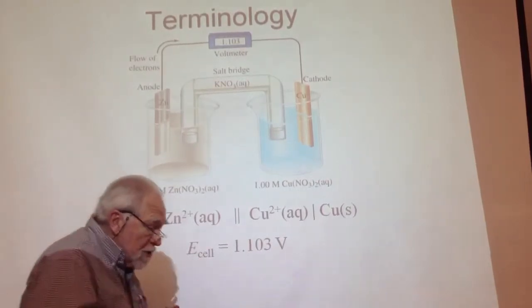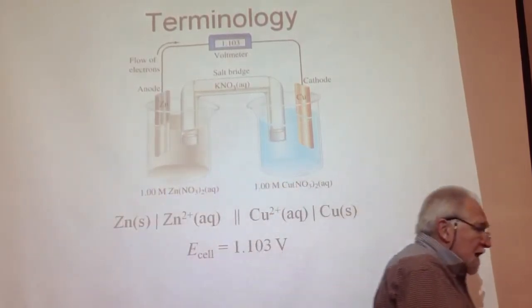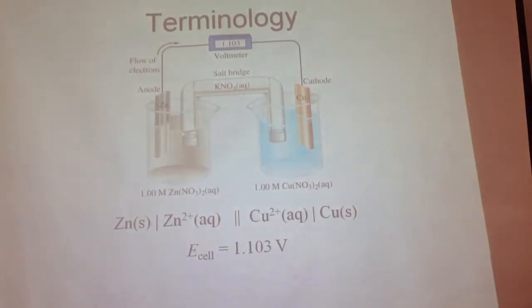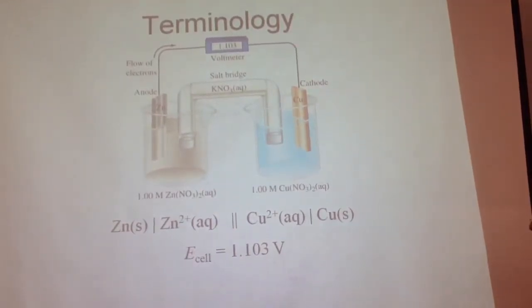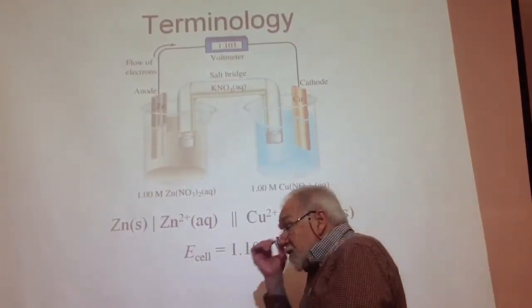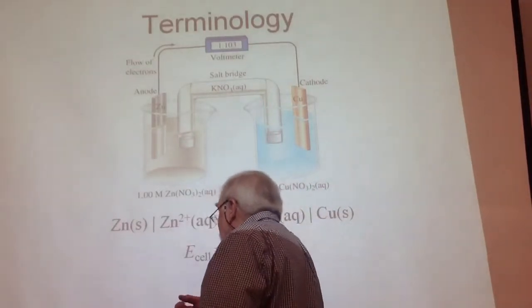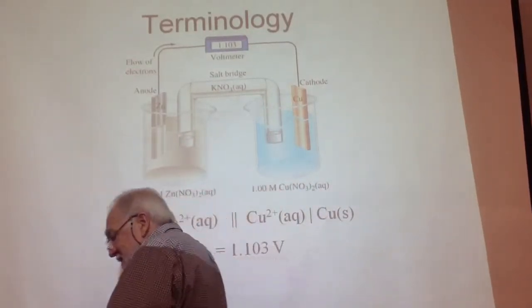You can only measure potentials for a whole cell. That means you have to have an oxidation half cell and a reduction half cell. And then you measure a potential of 1.103 volts. And you have to know which is the spontaneous reaction. How do you know what the spontaneous reaction is here?